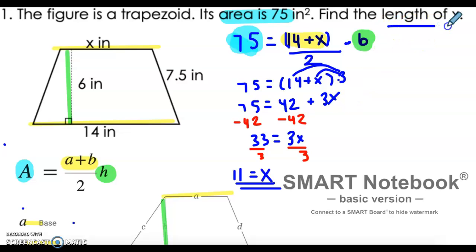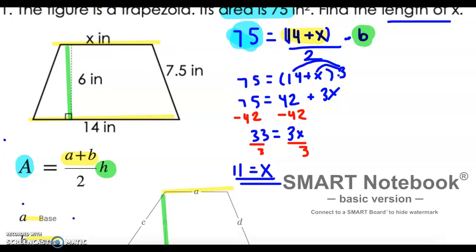Remember, we want to find the length of x, so we need to get x on one side of the equal sign by itself. To do that, we're going to subtract 42 from both sides. We get that 33 is equal to 3x. Now this is 3 times x. To figure out what just x is, we're going to do the inverse of multiplying by 3, which is divide by 3. So we're going to divide by 3 on both sides to get that x is equal to 11.